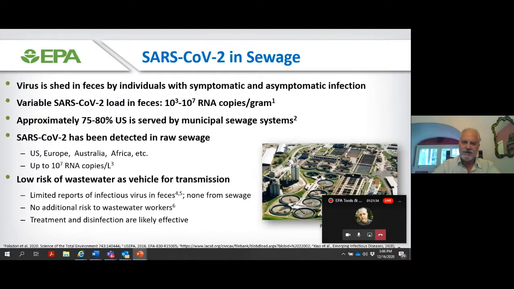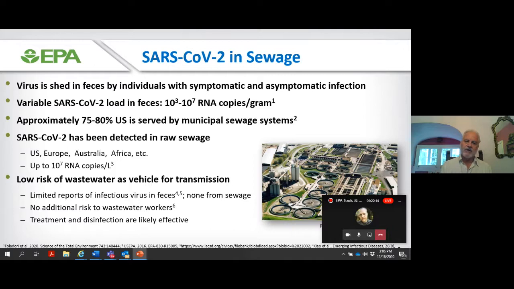Some background first on SARS CoV-2 in sewage. It's known that virus is shed in feces by individuals both who are symptomatic and asymptomatic, and that's important, as we'll talk about in its usefulness for monitoring. The level of shedding, though, is highly variable. There's over 4 orders of magnitude based on the relatively limited data that's available, and that's another key uncertainty that we'll talk about. And as background, about 75 to 80% of the U.S. is sewered, and so therefore you can capture and monitor a lot of the population by looking at the sewage.